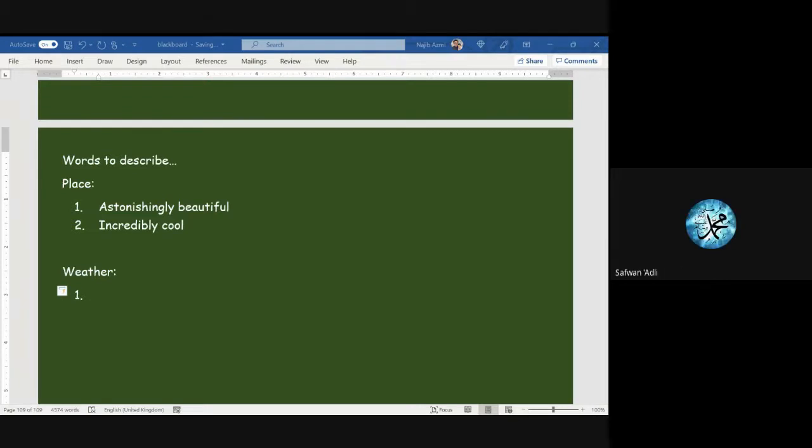Earlier, sir, did you tell us to find adjectives? It's anything. It could be adjectives, it could be phrases, as long as it is used to describe something. Okay. So did you get it? A bit. Okay, just share whatever you have found.